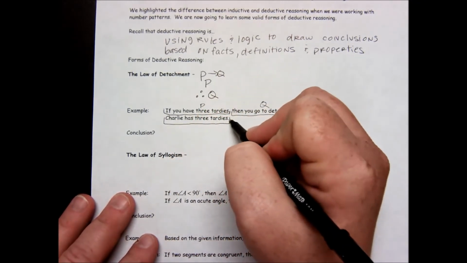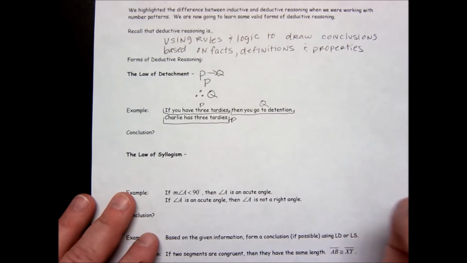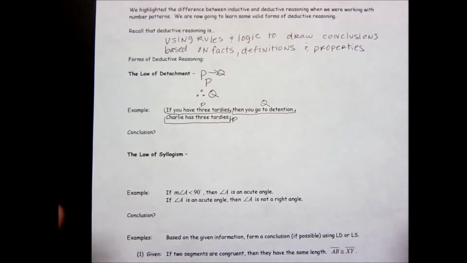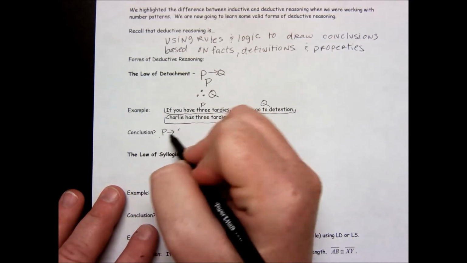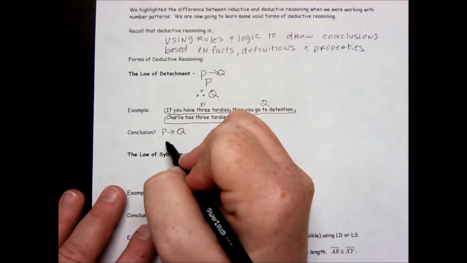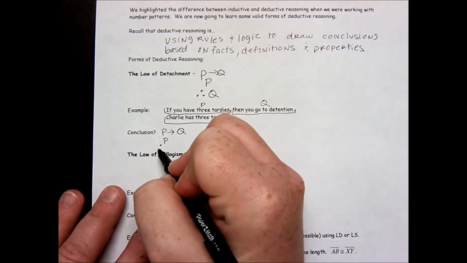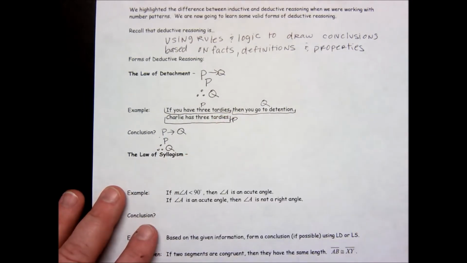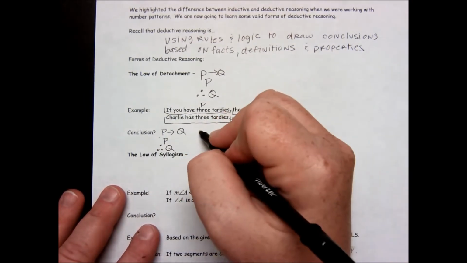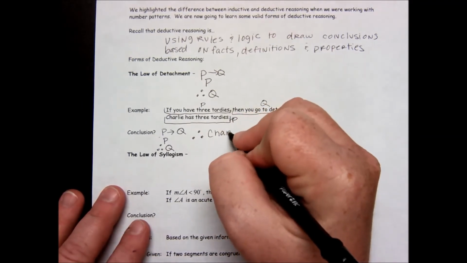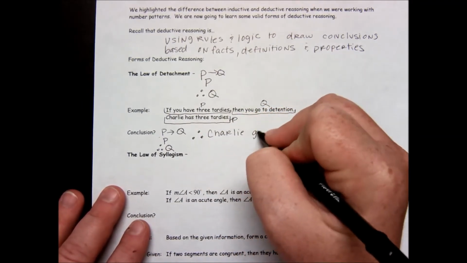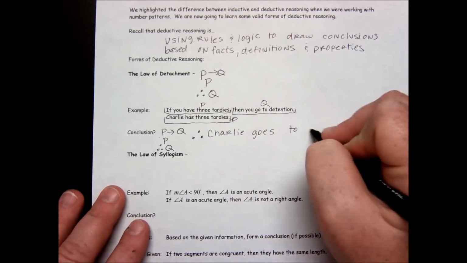If you have 3 tardies, then you go to detention. Well, Charlie has 3 tardies. This is the P again. So our conclusion would have to be Q. P happened, and if P happens, then Q happens. P did happen, so therefore Q has to happen. So my conclusion is that, therefore, Charlie goes to detention.